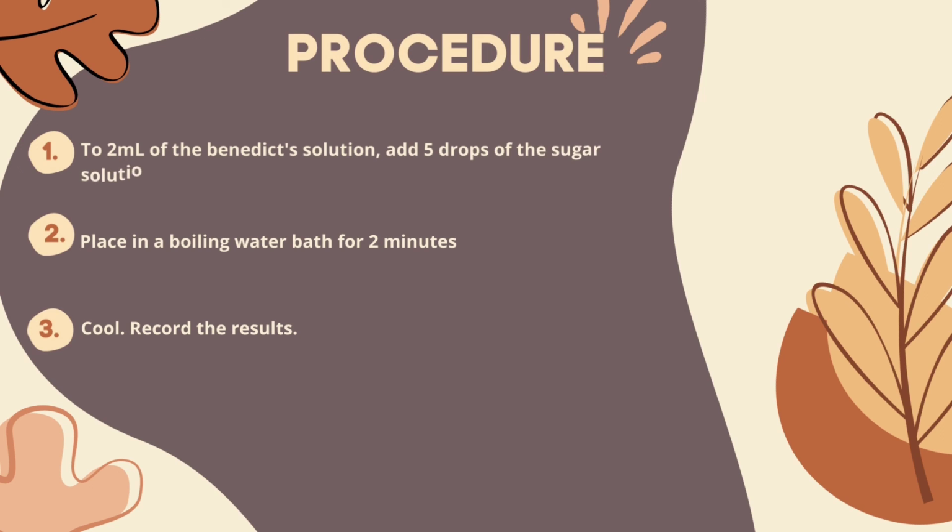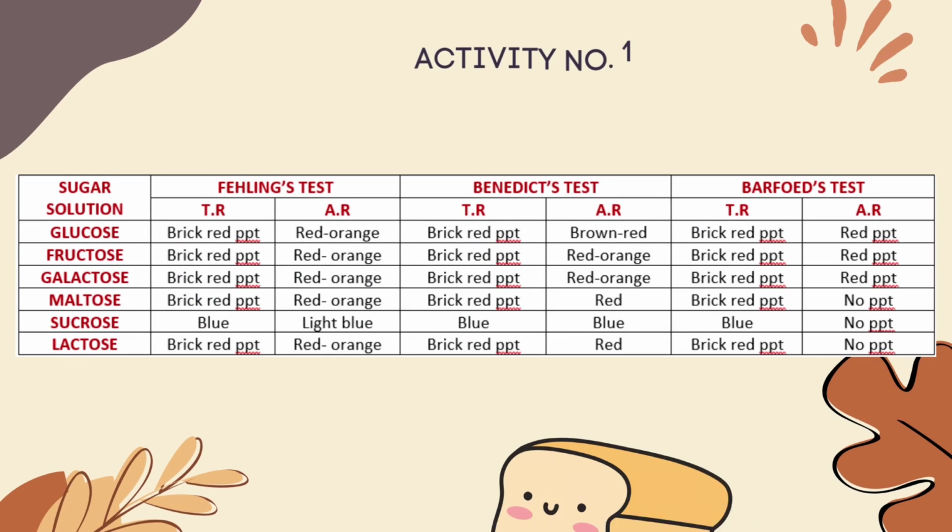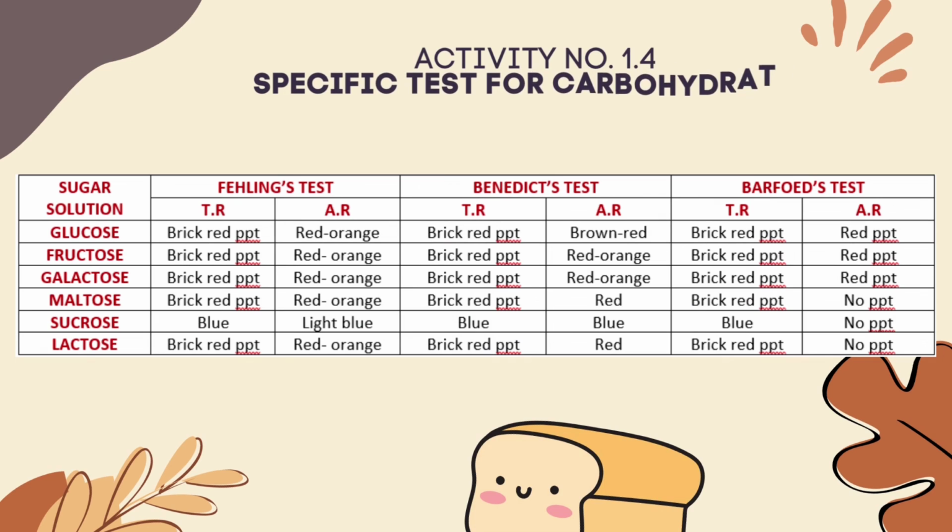Step 1. To 2 ml of the Benedict solution, add 5 drops of the sugar solution. Step 2. Place in a boiling water bath for 2 minutes. Step 3. Let it cool and record the results. These are the tabulation of results for the specific test for carbohydrates in activity number 1.4, which are the Fehling's test, Benedict's test, and Barfoed's test.